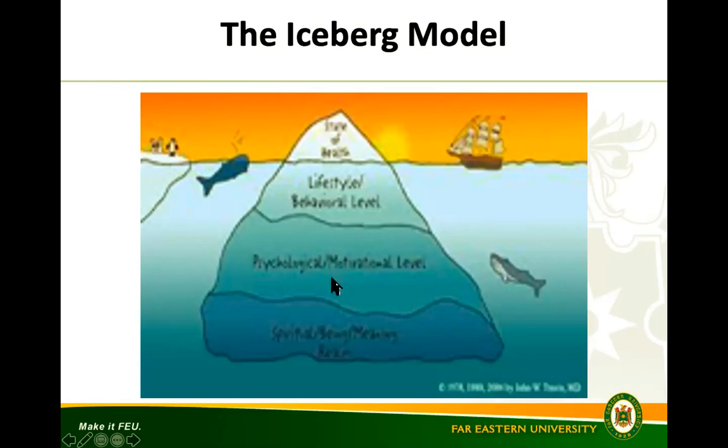The psychological level or the motivational level are those motivations and inclinations that move a person to do something. Also, the level about spiritual beliefs, the person's beliefs about his being, the meaning, are also at the base of the iceberg, which the nurse must also consider in planning the care for her patient. Okay, so that is the iceberg model.